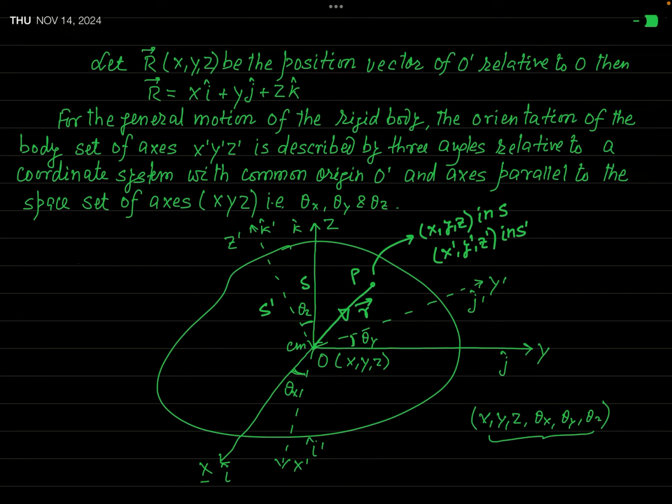Okay. j hat is the unit vector along the y-axis and k hat is the unit vector along the z-axis, and these are the axes of a space coordinate system. Okay, and similarly the unit vectors along the body coordinate axes of the body coordinate system, that is along the x dash axis, y dash axis and z dash axis, we consider that the unit vectors are i hat prime, j hat prime and k hat prime. We consider it. Okay.